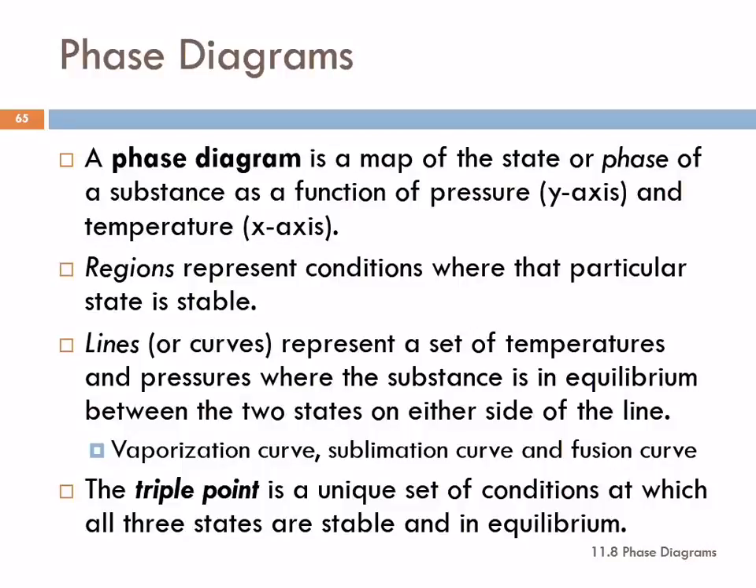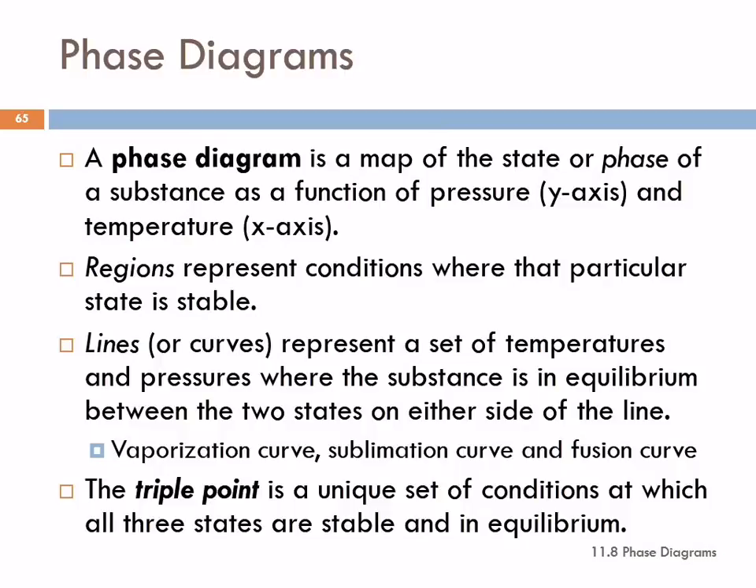A phase diagram is like a map of the phase of a substance. And by phase, we mean the physical state: gas, liquid, solid. We're looking at pressure versus temperature, pressure on the y-axis, temperature on the x-axis. And we'll see different regions in this phase diagram. And those indicate the conditions where that state is stable.